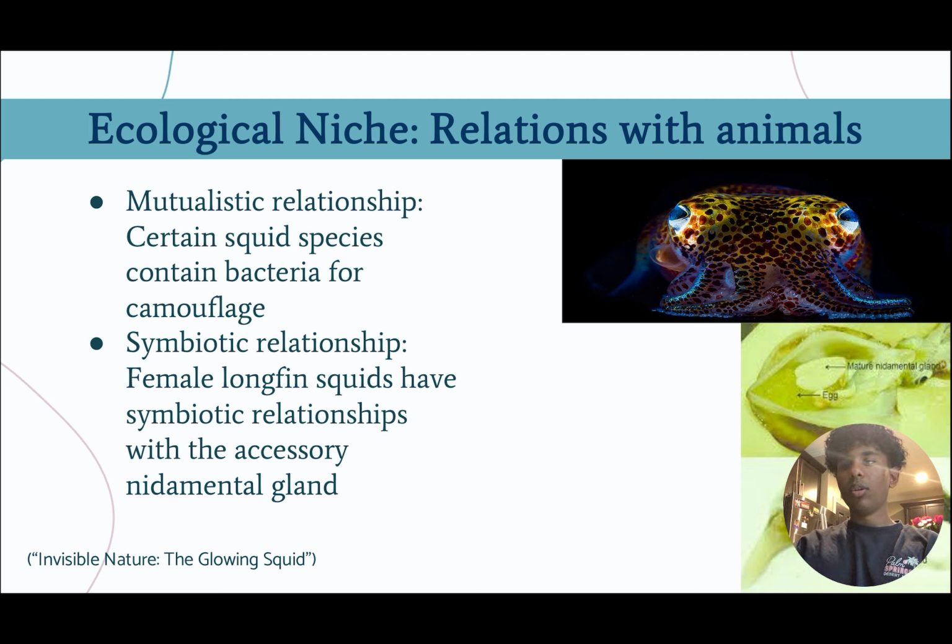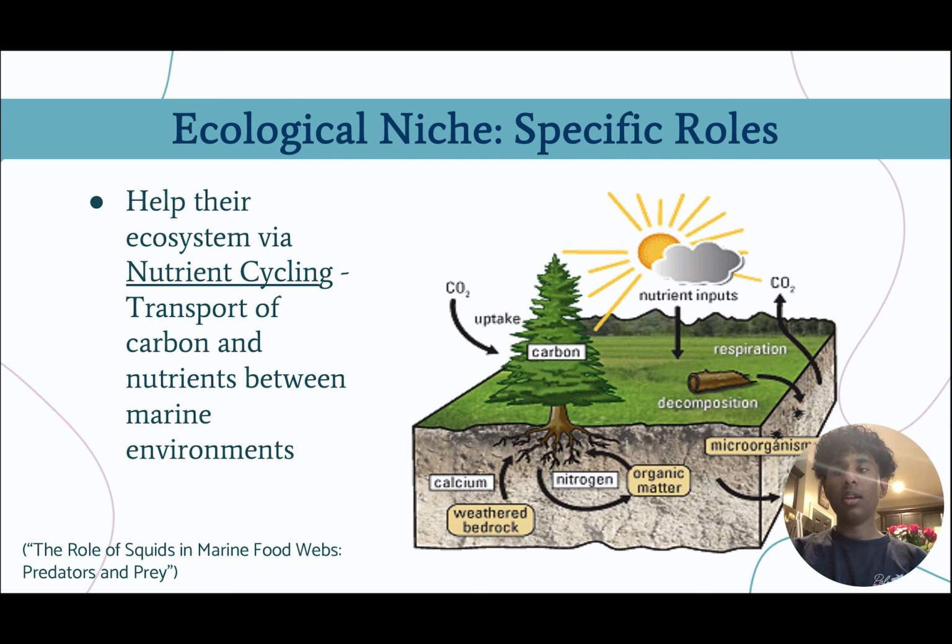The ANG holds large communities of bacteria which are recruited from the environment. And this bacteria produces antimicrobial compounds which help protect developing squid eggs from pathogens like bacteria and fungi. The squid provides a home and nutrients to the bacteria, while the bacteria protects the eggs, causing this to be a symbiotic relationship. Squids also have a specific role in their ecological niche.